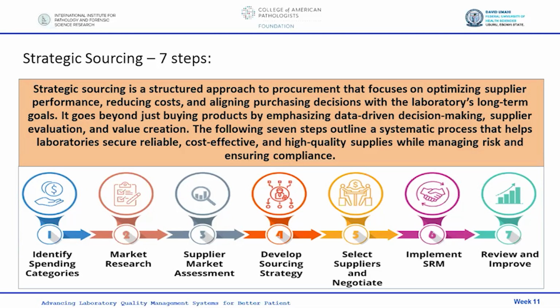So the following 7 steps outline a step-by-step process that helps labs to secure reliable, cost-effective, and high-quality supplies, while at the same time managing risk and ensuring compliance. The first is identify spending categories. Okay, what are your spending categories? What is your budget? Then you do a market research.